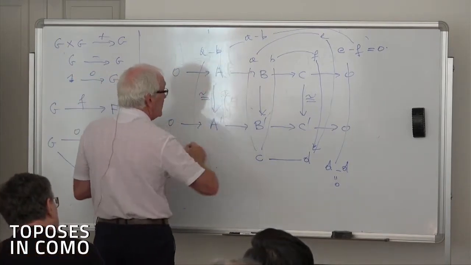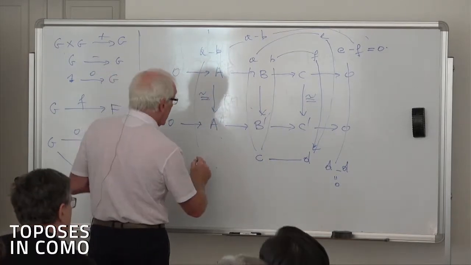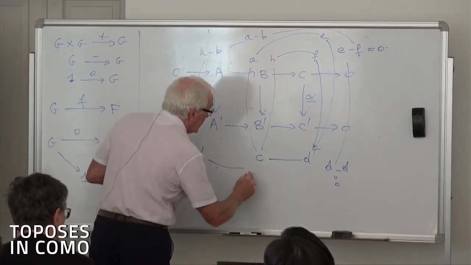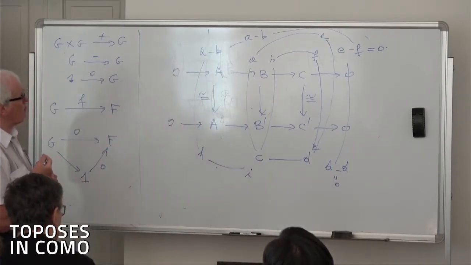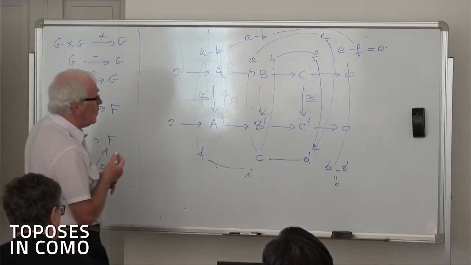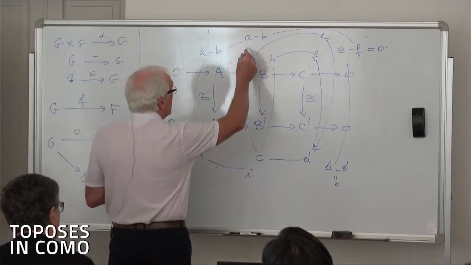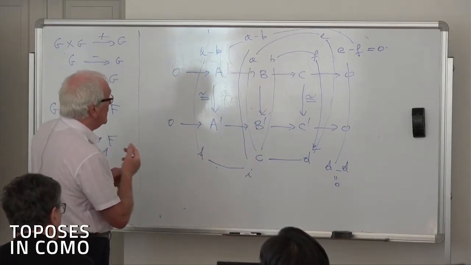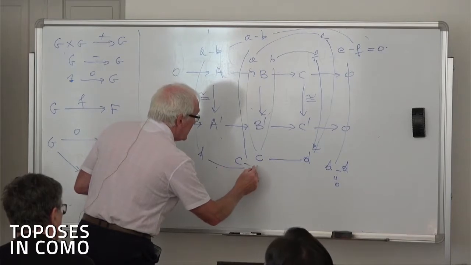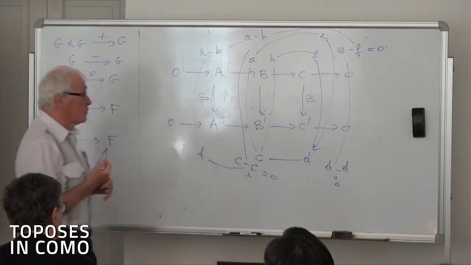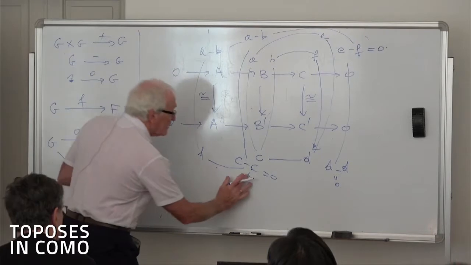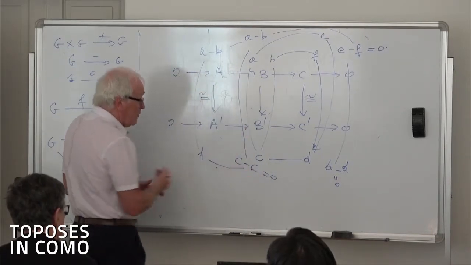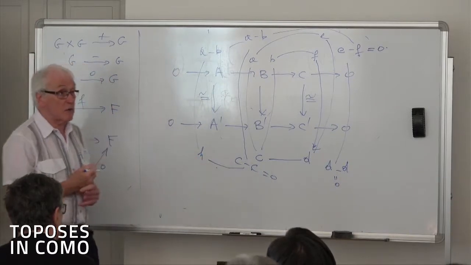So A minus B goes on an element H, which goes here on an element I. Which element? I, A minus B, goes on what? On C minus C. That is on zero. So my element, by commutativity, A minus B goes on C minus C goes on zero. So H goes on zero.